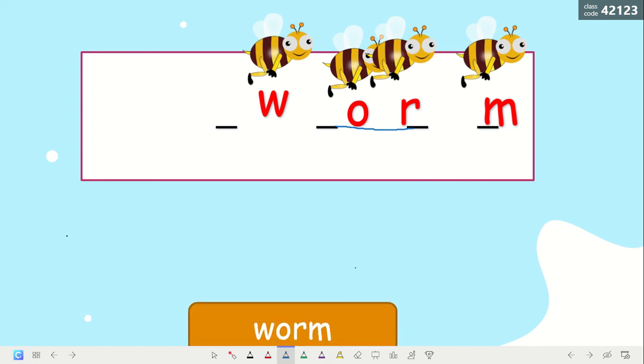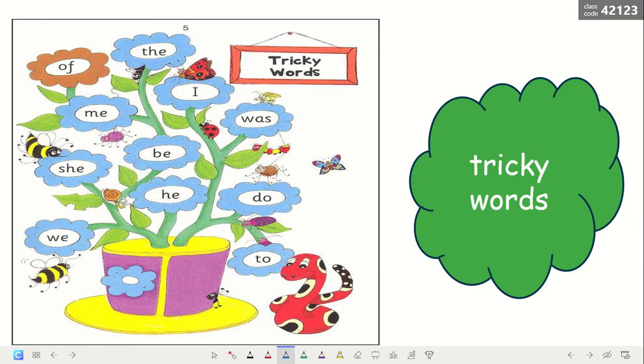Now, let's see the tricky words. What are the tricky words? Tricky words are the words that we write in one way and read in another way. For example, the word the. If you say ta-ha-e, you will say this is the word ta-he. No, we cannot read it like this. This word is the. This word is the.